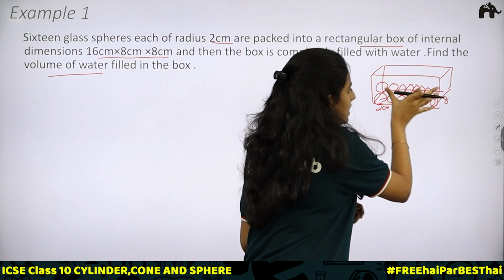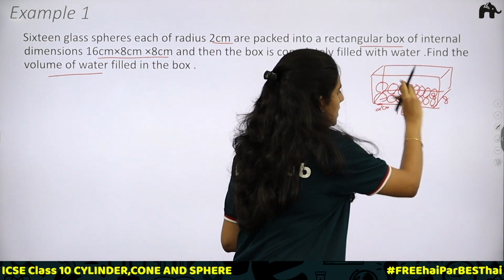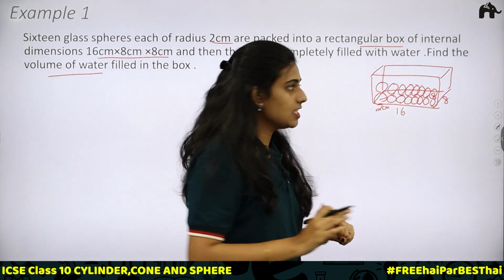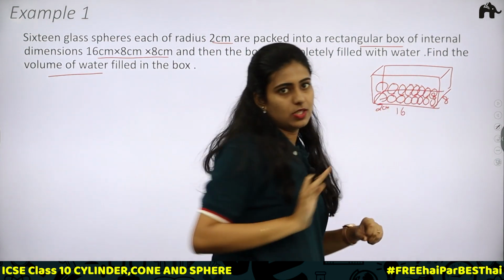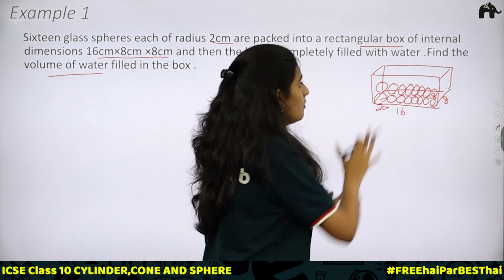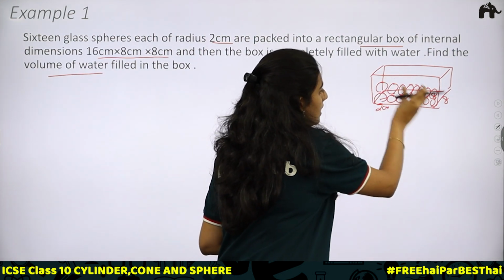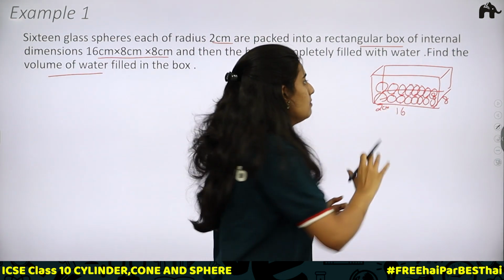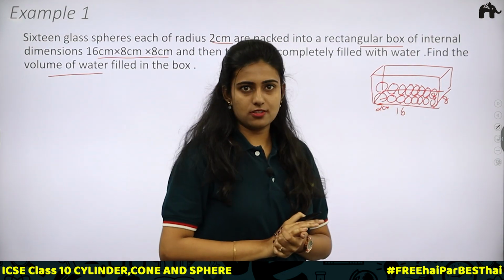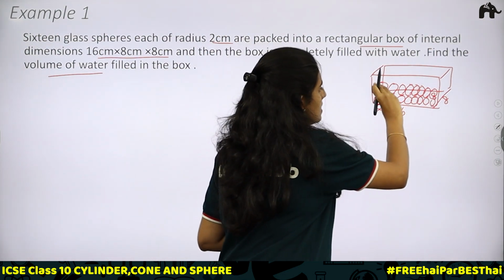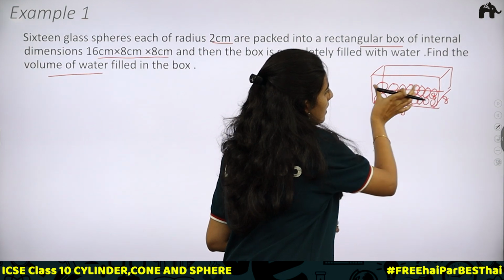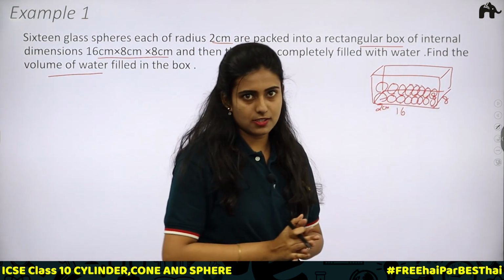Here within the box we have 16 spheres, each of radius 2 cm, and the remaining portion is filled with water. Then how to find the volume of water? We need to subtract the volume occupied by these 16 spheres from the total volume of the box. Yes, because these spheres fill a portion of the box.